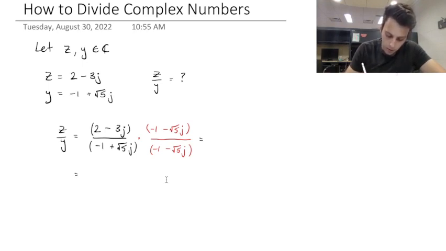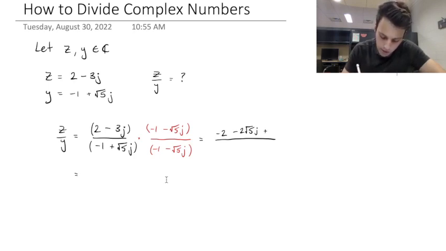So in this case, let's just expand our numerator, and this is pretty straightforward. 2 times -1 is -2. 2 times the negative square root of 5j is minus 2 root 5j, and then minus 3j times -1 is positive 3j, and we have -3 times -root 5 is positive 3 root 5, and we have j times j, which is j squared. We'll write that as j squared for now.